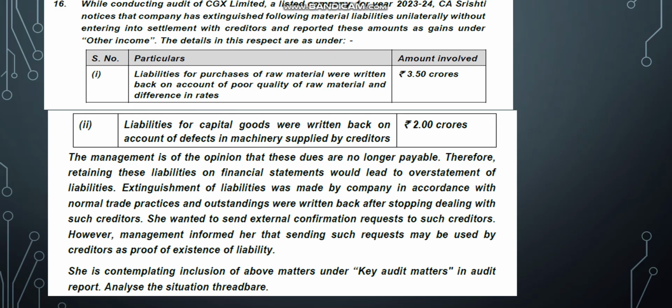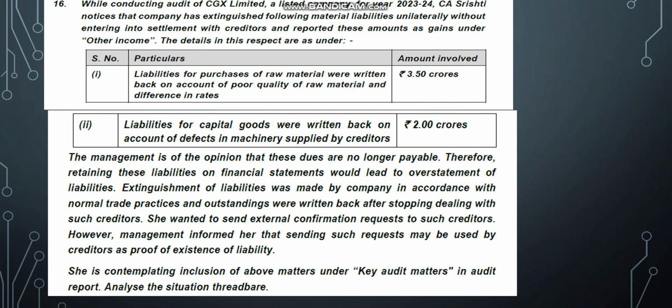Next is liabilities for capital goods written back on account of defects in machinery supplied by creditors, that is 2 crores. The management is of the opinion that these dues are no longer payable. Therefore, retaining these liabilities on the financial statements would lead to overstatement of liabilities. Extinguishment of liabilities was made by the company in accordance with normal trade practices, and outstandings were written back after stopping dealing with such creditors.